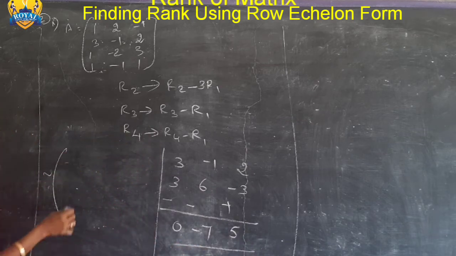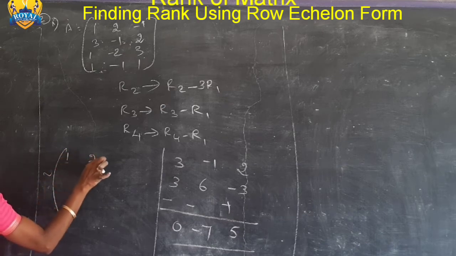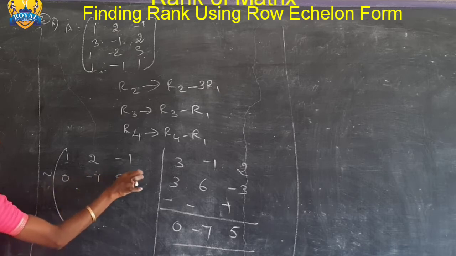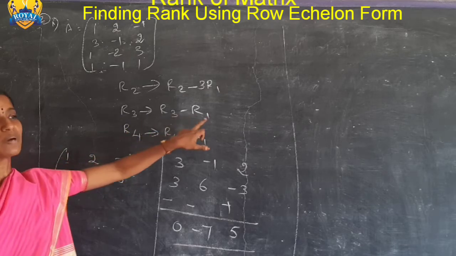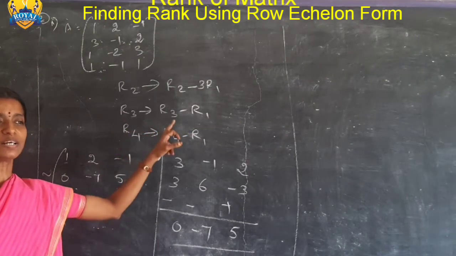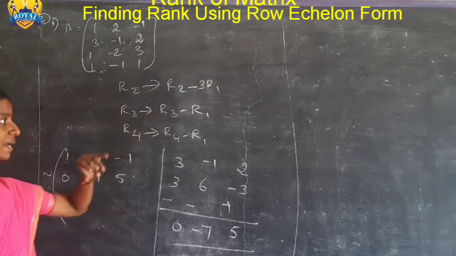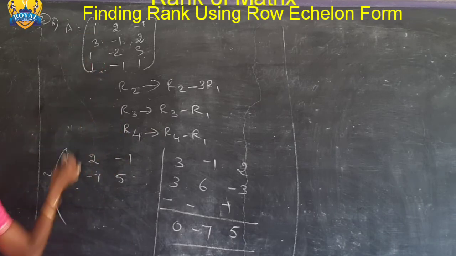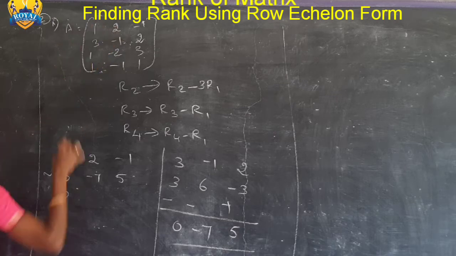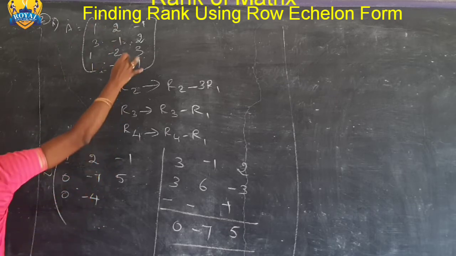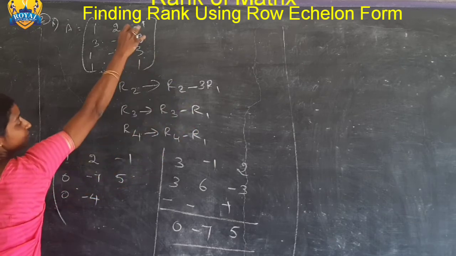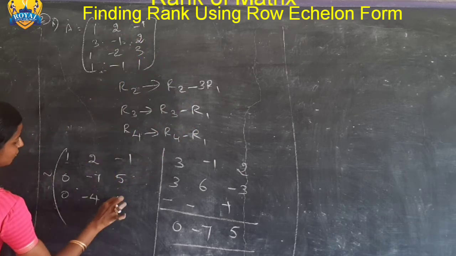So, my row 1 is 1, 2, minus 1, second row 0, minus 7, 5. Now, R3 minus R1. Since here it is only R3 minus R1, let us try to do it directly. 1 minus 1, 0, minus 2, minus 2, minus 4. 3, I have already minus. This minus and minus becomes plus. So, 3 plus 1, 4.